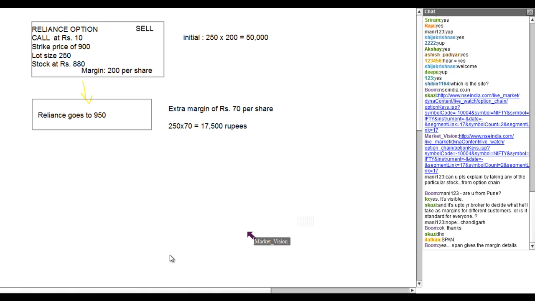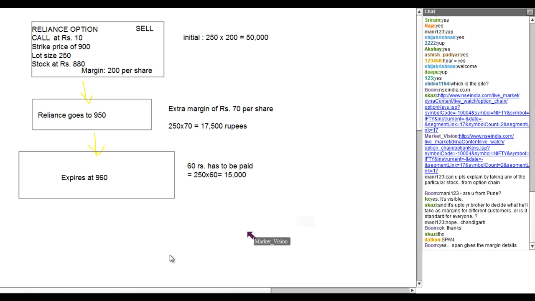Let us say the contract expires tomorrow at 960. Now what happens is that you have to pay out 60 rupees, and that is equal to 250 into 60, which is 15,000 rupees. Okay, the remaining is given back to you.